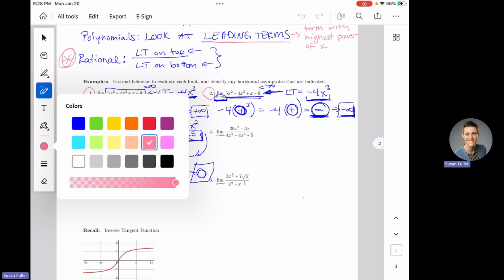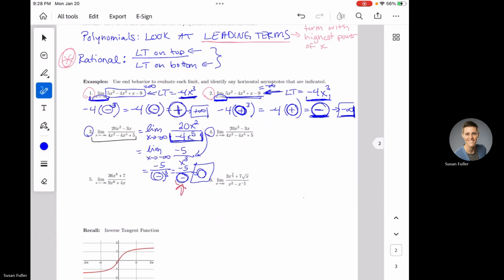So we're going to do one more of these and then we'll call it a day. So number 4, I have the limit as x is approaching infinity of this fraction. And again, we're going to leave the limit x goes to infinity. We're going to do the leading term on the top over the leading term on the bottom. Leading term on the top is 20x squared. Leading term on the bottom, negative 4x to the fifth. We're going to simplify that. 20 over negative 4 is negative 5. 2 of the x's on top cancel 2 on the bottom, and I still have 3 left.